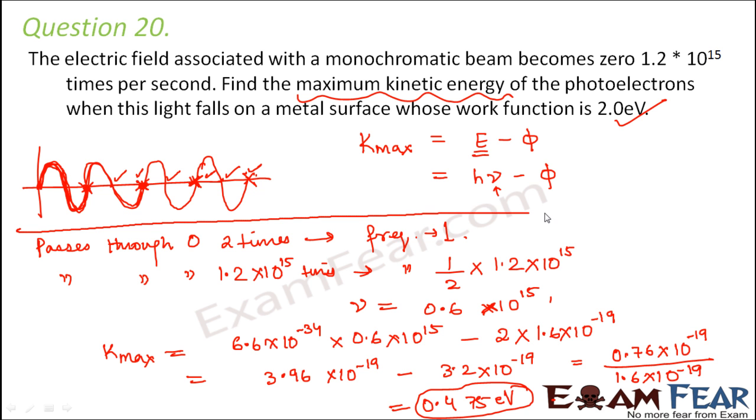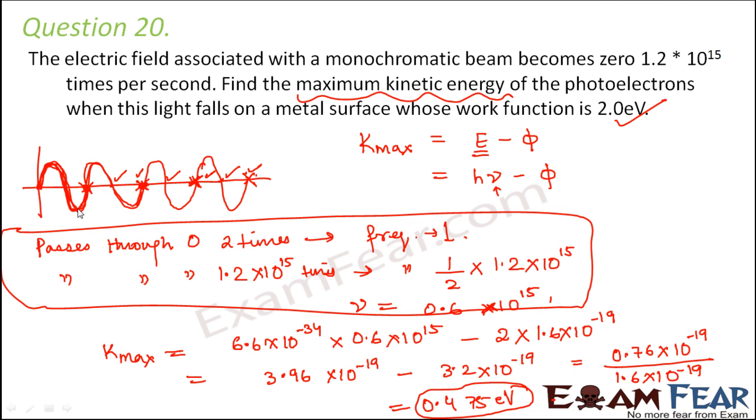I hope you understood this concept of calculating frequency, because this is the most tricky part in this problem. You are given how many times the electric field becomes 0. You need to understand that the electric field becomes 0 2 times corresponding to a frequency 1. When frequency is 1, that means only one cycle gets completed, and in one cycle, the electric field becomes 0 2 times. Therefore, the corresponding frequency will be 1 by 2 multiplied by the given number of times. That's how we calculate frequency.